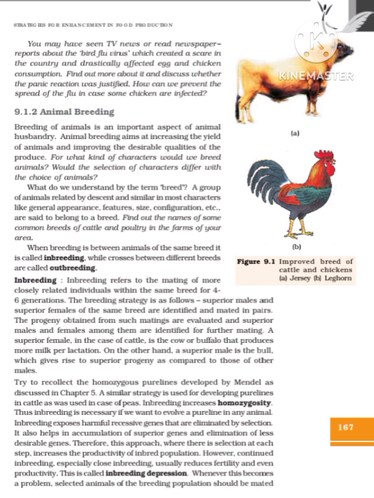A group of animals related by descent and similar in most characters like general appearance, features, size, configuration, etc., are said to belong to a breed. Find out the names of some common breeds of cattle and poultry in the farms of your area. When breeding is between animals of the same breed, it is called inbreeding, while crosses between different breeds are called outbreeding. Figure 9.1 Improved breed of cattle and chickens. A. Jersey. B. Leghorn.